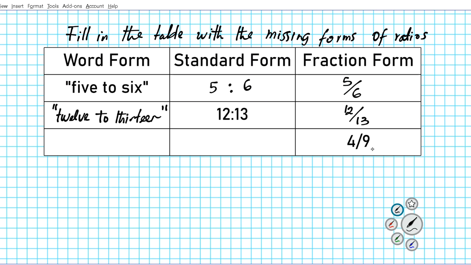All right, let's look at the third row. For row 3, we have a ratio in fraction form, 4 over 9. How do we write it in standard form? The numerator comes first, and then you have the colon, and the denominator comes next. How about in word form? You write this as 4 to 9. All right, so that's how you write ratios in word form, standard form, and fraction form.